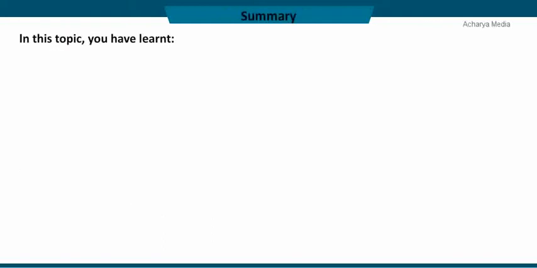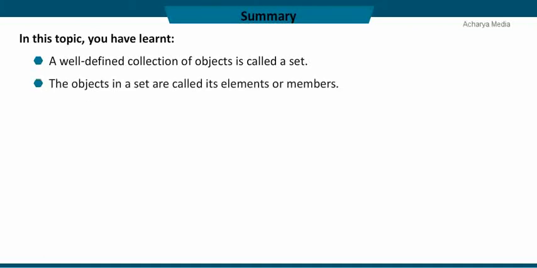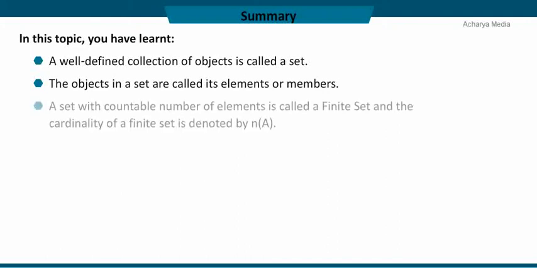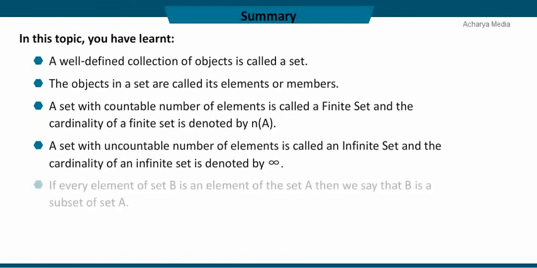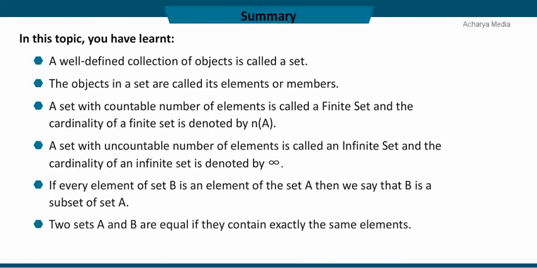In this topic, you have learned that a well-defined collection of objects is called a set. The objects in a set are called its elements or members. A set with a countable number of elements is called a finite set, and the cardinality of a finite set is denoted by n of A. A set with an uncountable number of elements is called an infinite set, and the cardinality of an infinite set is denoted by infinity. If every element of set B is an element of the set A, then we say that B is a subset of set A. Two sets A and B are equal if they contain exactly the same elements.